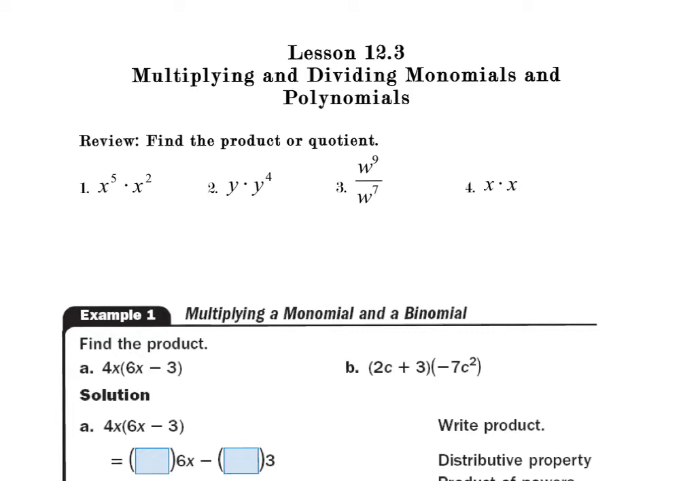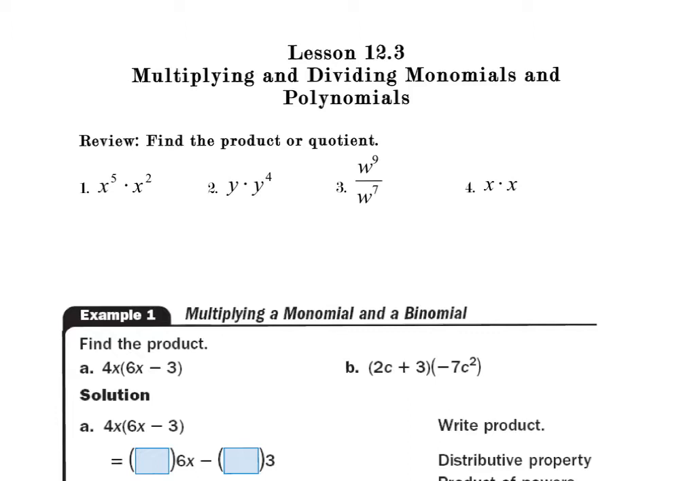Now, before we jump into today's lesson, we need to do a review about exponent rules. We have used these several times throughout the year, so hopefully they sound familiar to you. But remember, when we multiply two powers that have the same base, if you look at number 1, the base is x. Because x to the 5th power times x to the 2nd power both have the base of x, we can add the exponents.